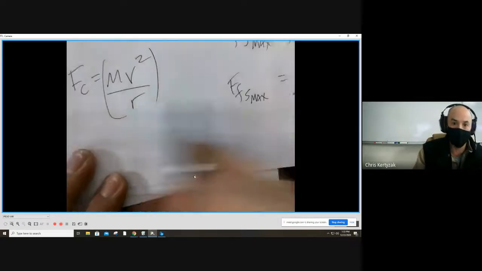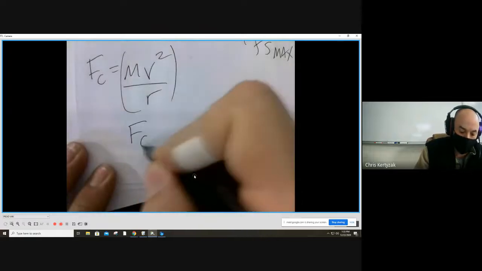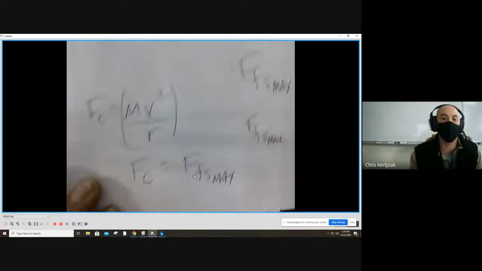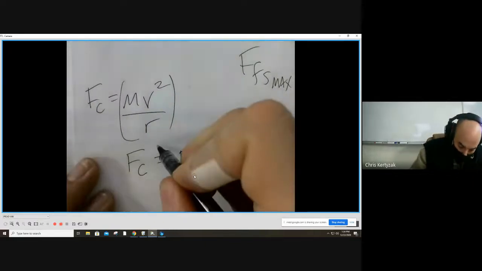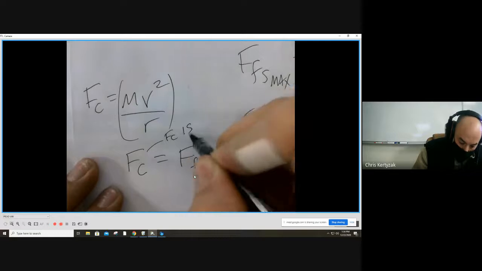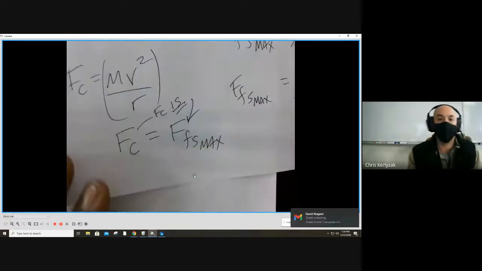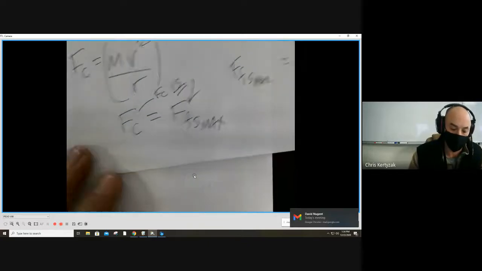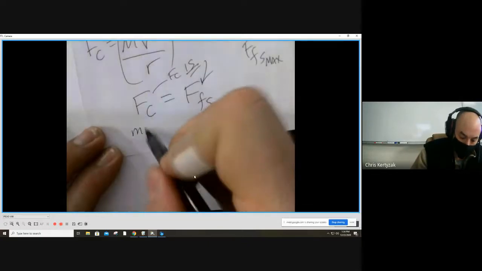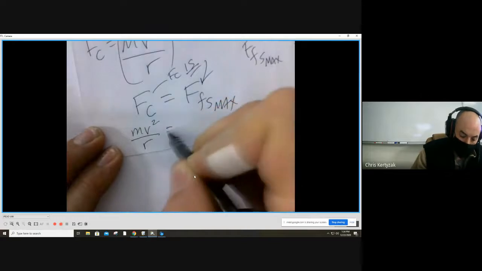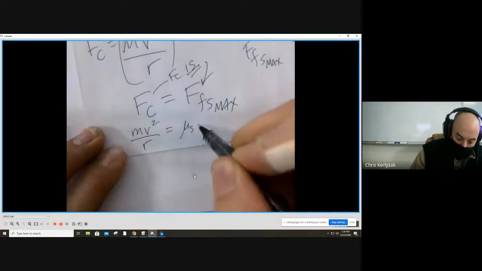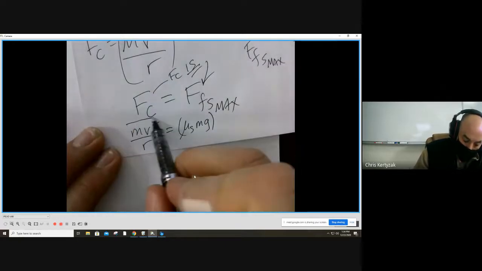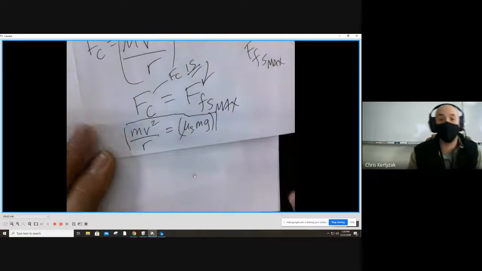So these are the same. We set these equal: the centripetal force is the maximum static friction force. F_c, the centripetal force, is whatever's pointing in as a force. So you get to say mv squared over r, and then you put mu_s times mg over here. This isn't an answer, this is just what you need to use.